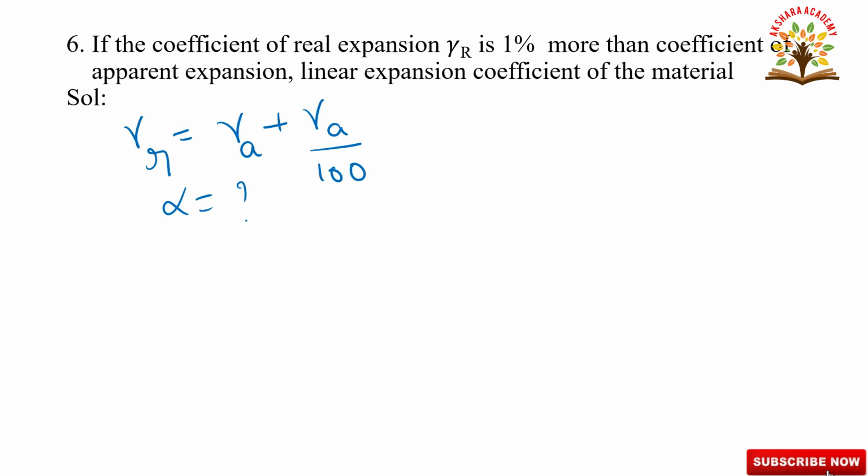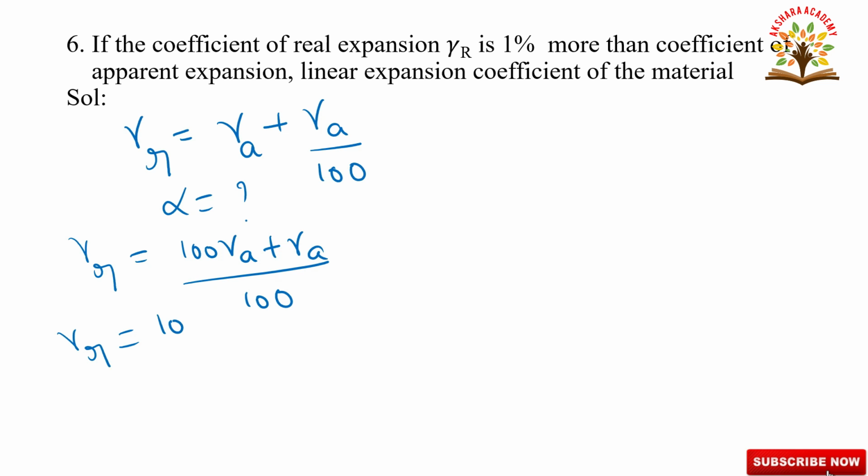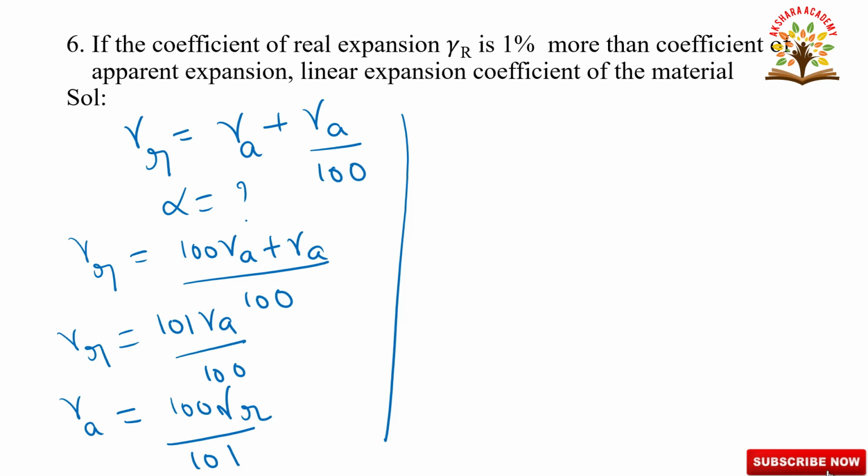Finding the coefficient of linear expansion of the material, we should find gamma R is equal to, taking LCM, (100 gamma A plus gamma A) by 100, that is equal to 101 gamma A by 100. From this we write the expression for gamma A. Gamma A is equal to, taking cross multiplication, 100 into gamma R by 101.